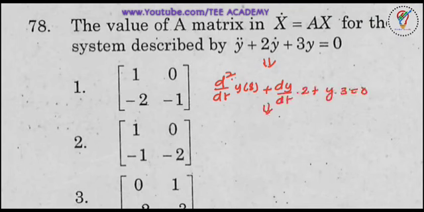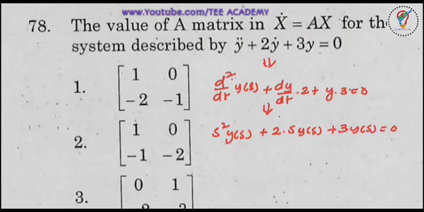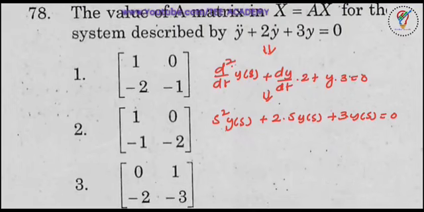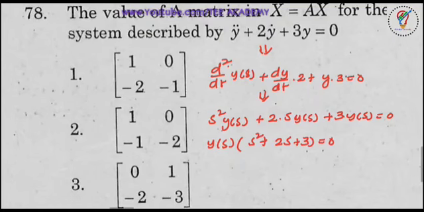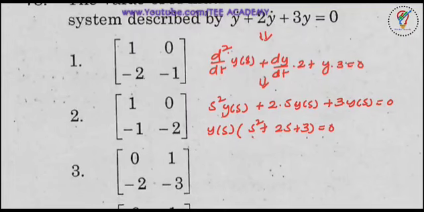Again, if you take the Laplace transformation, I can write s square Y(s) plus 2 into s into Y(s) plus 3 into Y(s) is equal to 0. Now if you take Y(s) common here, what do you get? Y(s) into (s square plus 2s plus 3) is equal to 0. Okay, now here this is the only transfer function that is available.